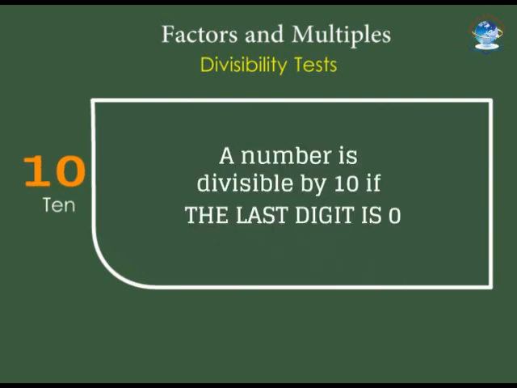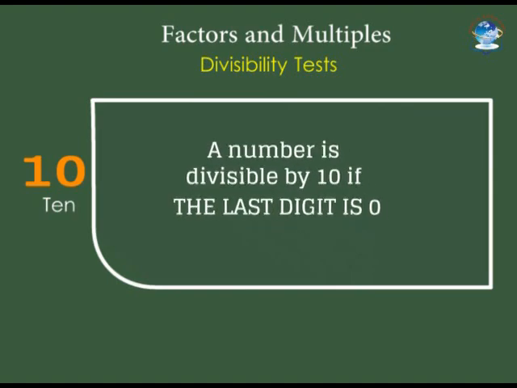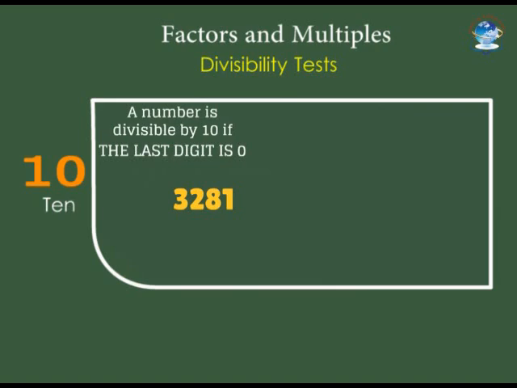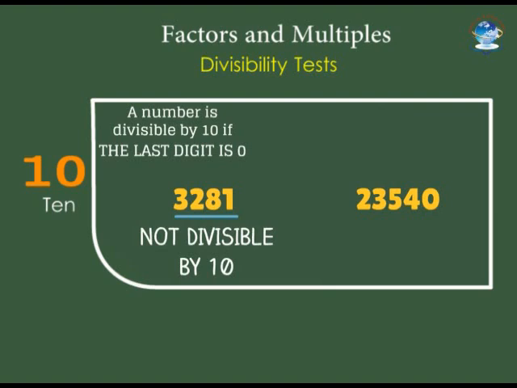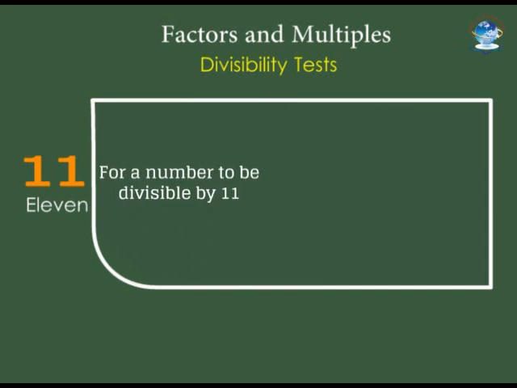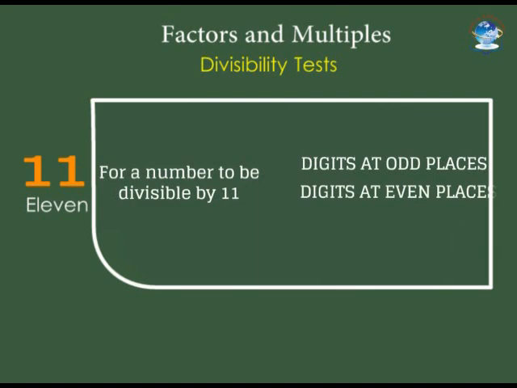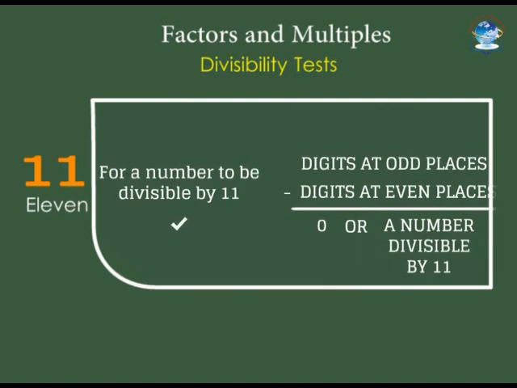A number is divisible by 10 if the last digit is 0. 3,281 is not divisible by 10, but 23,540 is divisible by 10. For the number 11, we add all the digits in the odd number places and add all the digits in the even number places. We subtract the result. If the result is 0 or a number divisible by 11, then the entire number is divisible by 11.